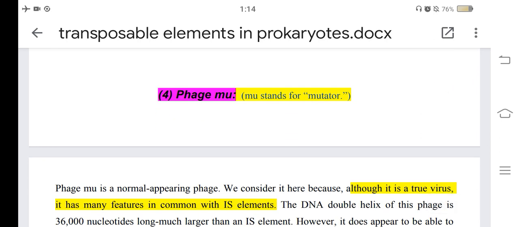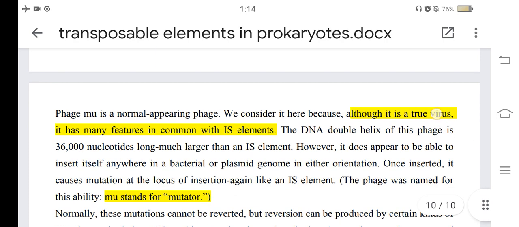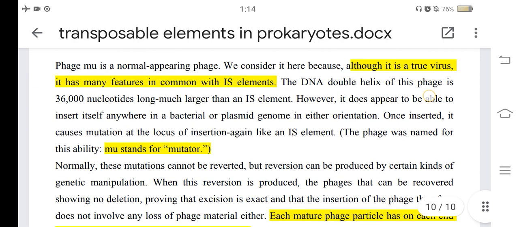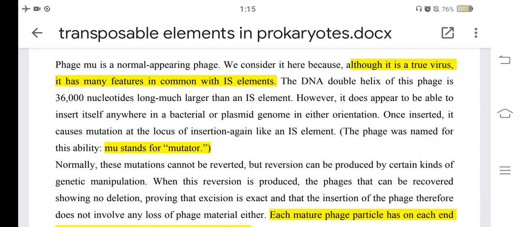Then phage Mu, which stands for mutator. Phage Mu is a normal appearing phage. We consider it here because although it is a true virus, it has many features in common with IS elements.